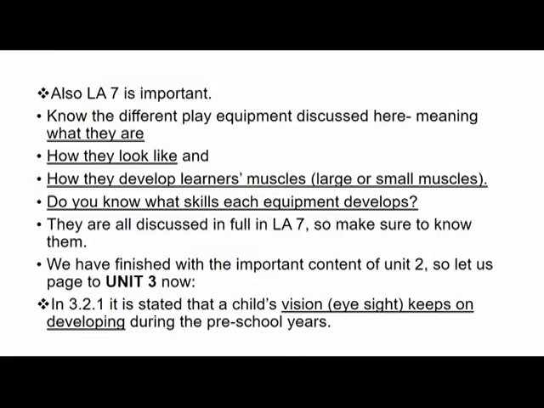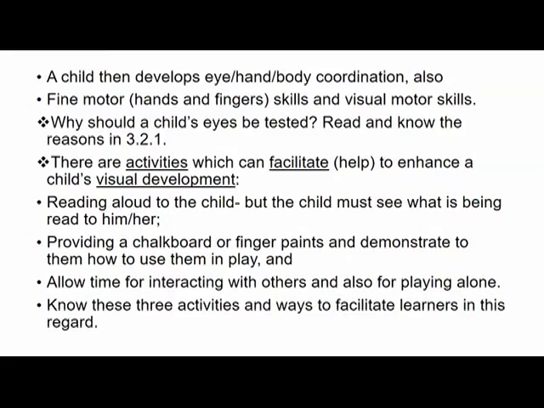In 3.2.1, it is stated that a child's vision, that's eyesight, keeps on developing during the preschool years. A child then develops eye, hand, body coordination, also fine motor, that's hands and finger skills, and visual motor skills. So why should a child's eyes be tested? Read and know the reasons in 3.2.1.